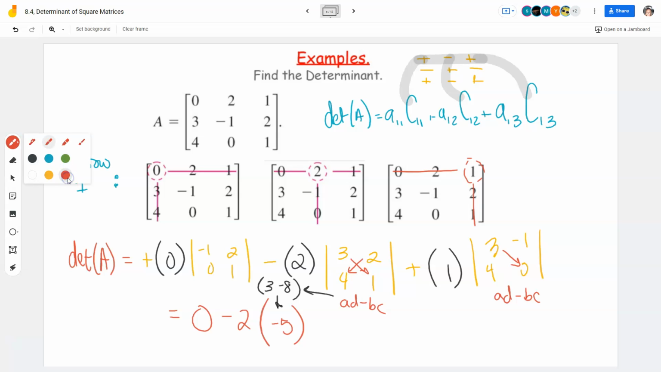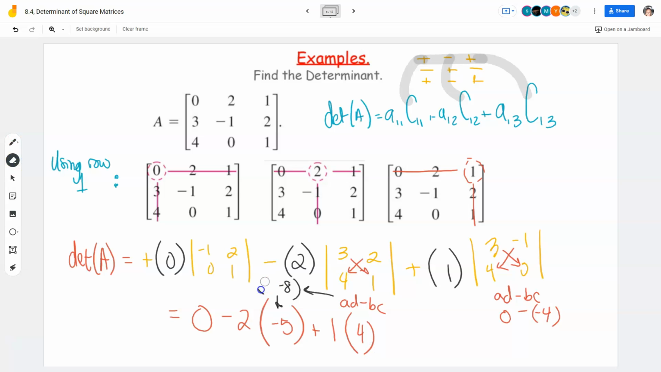I'm not done yet, though. I have one last one, and my one last one says plus 1 times, what's my main? Minus, what's my opposite? No. Multiply. Multiply. Negative 4. 0 minus a negative 4 is going to be positive 4.